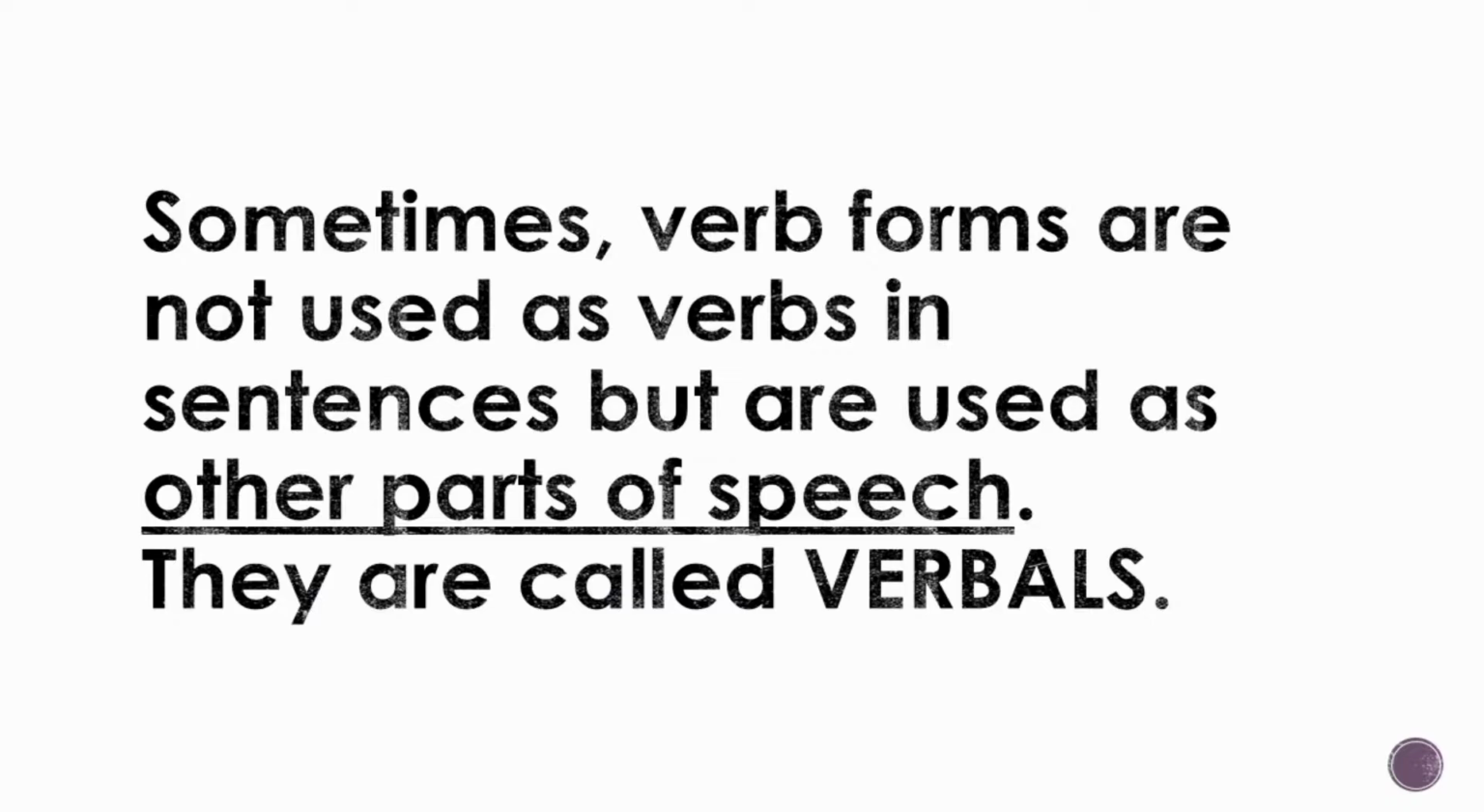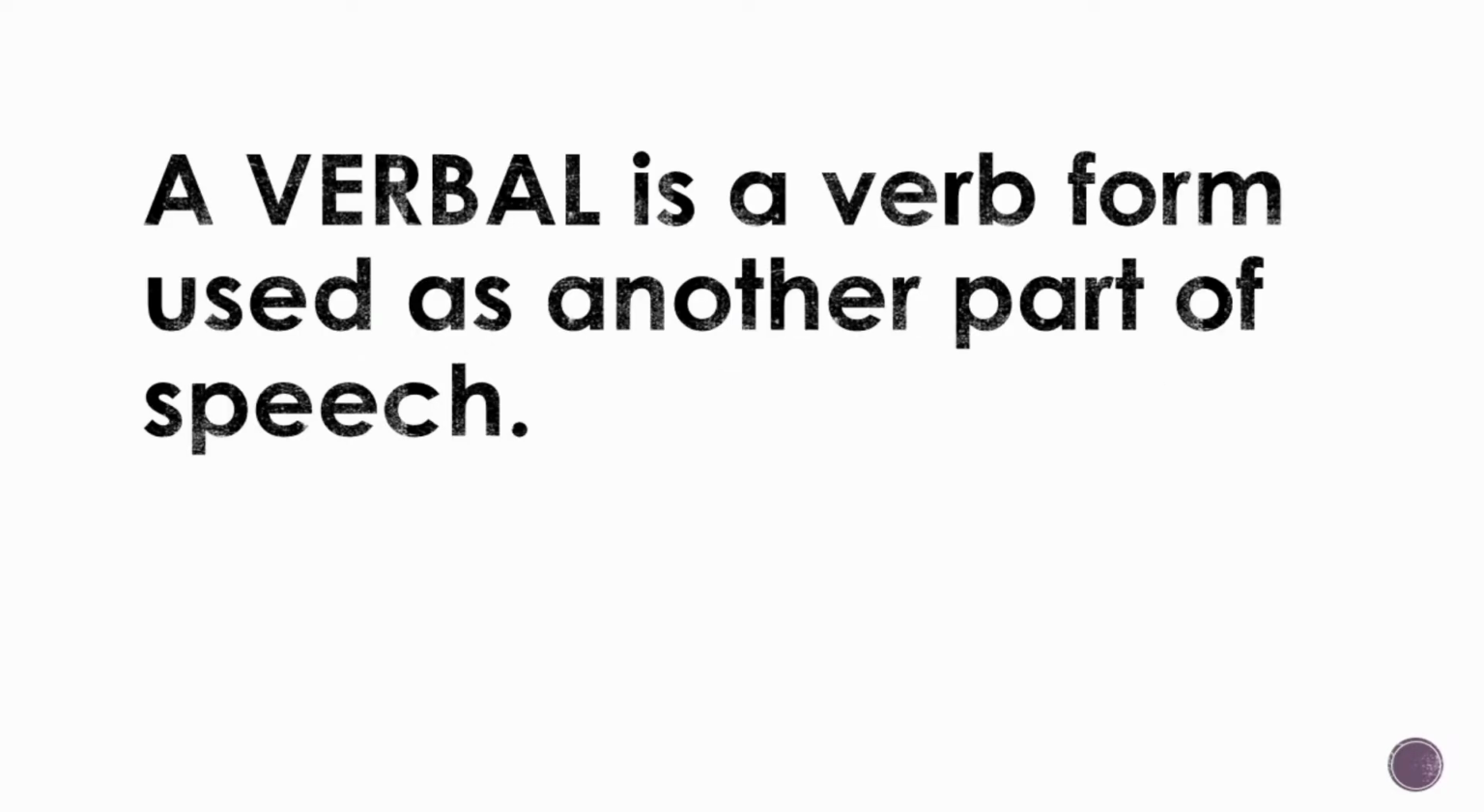In an activity that we did before, where you had to identify verbs as they are used in a sentence, some of you had difficulty identifying some verbs because there are some words that look like verbs, but they are not actually used as verbs in the sentence. These words are called verbals. A verbal is a verb form used as another part of speech.